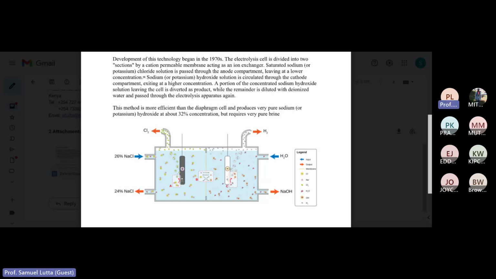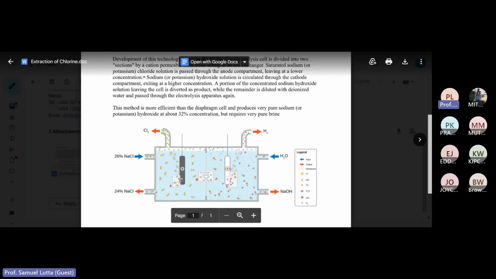At the cathode, we have hydrogen ions and sodium ions. So the hydrogen ions will be reduced to hydrogen atoms, which will combine to form hydrogen gas. And then the sodium ions which were in solution will combine with the hydroxide which remained, and they will be released as sodium hydroxide.